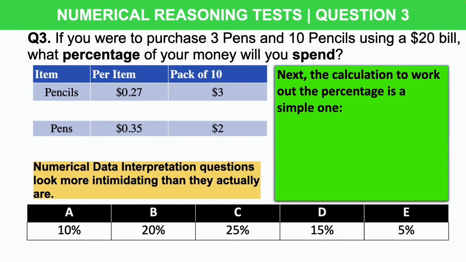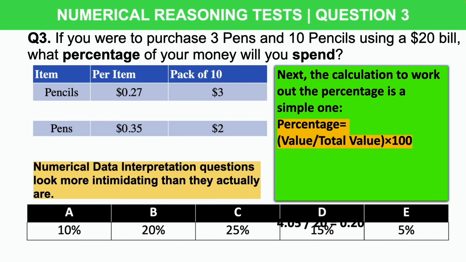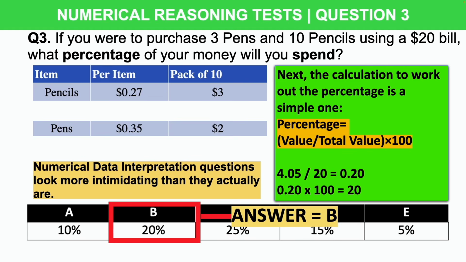Next, we need the calculation to work out the percentage, which is a simple one. The percentage equals the value divided by the total value times by 100. Again, we times it by 100 because it's a percentage we're trying to work out. So in this example, here is what that calculation looks like. We take our $4.05 and we divide it by 20 because we paid with a $20 bill. That gives us 0.20. We then simply take that 0.20 and multiply it by 100, that's 100%, which gives us our answer of 20%. So the correct answer option is B.